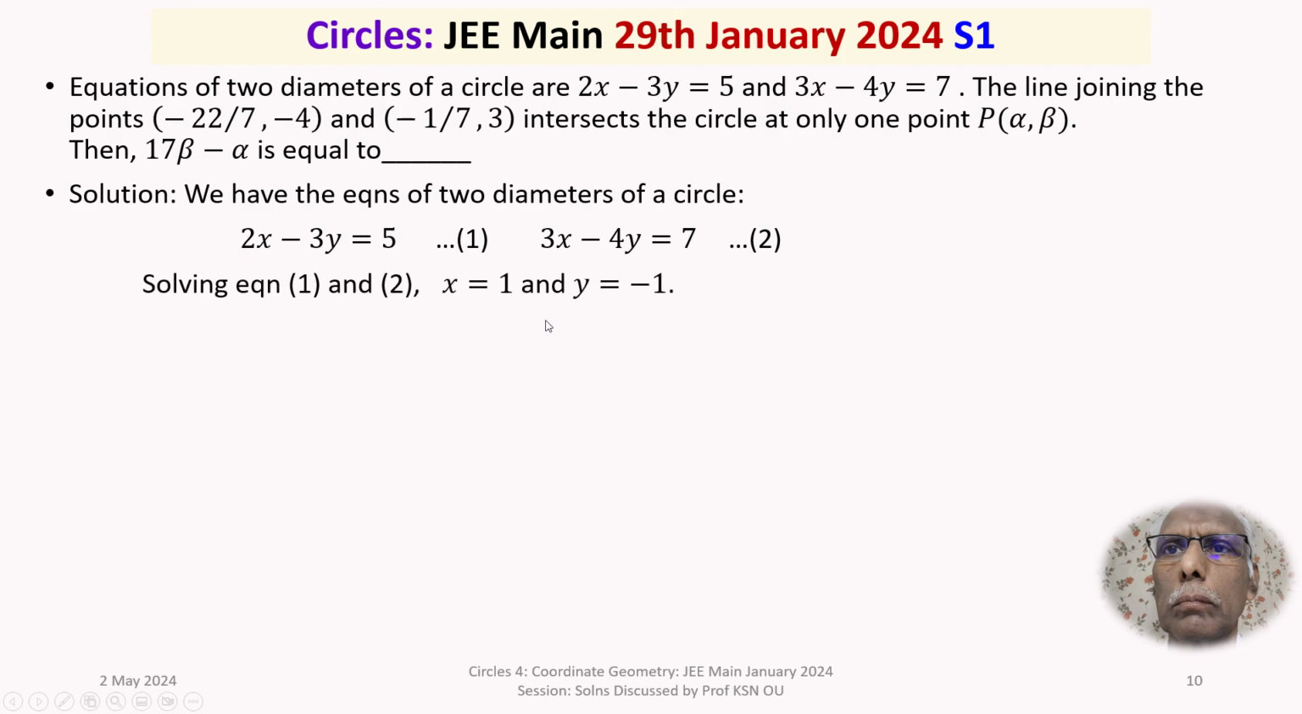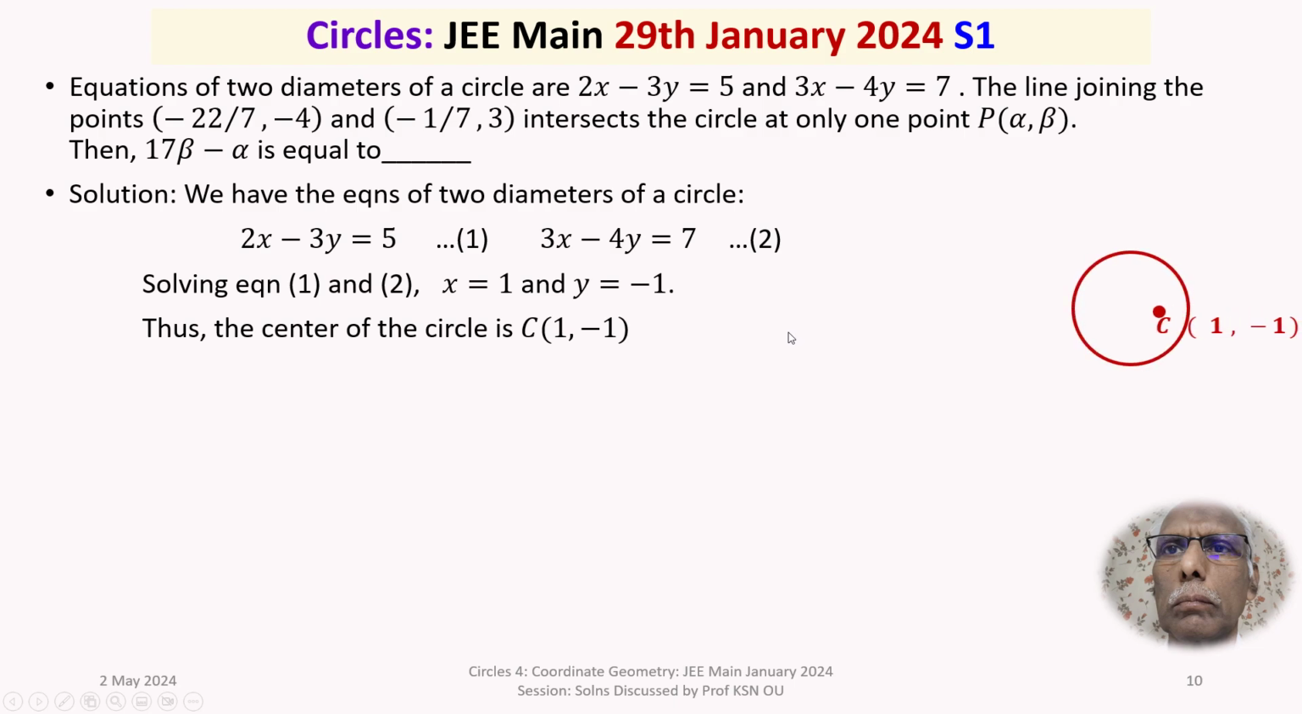Solving the equations 1 and 2, we get x is equal to 1 and y is equal to minus 1. So that means the center of the circle is C with coordinates 1, minus 1. So let's look at the diagram. This is your circle. This is your center of the circle. The coordinates are 1, minus 1. Now what is given further?